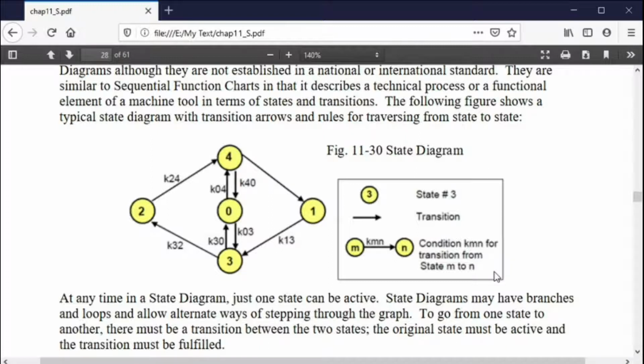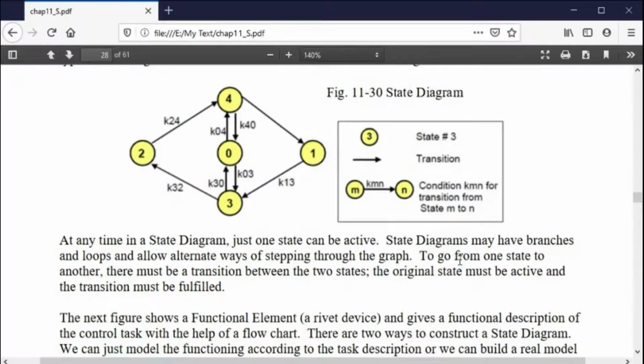All right, so this would be a definition of a state diagram. So you have these bubbles or circles with state names, and then you have transitions and what you can do to get from one to the other. And these are conditions listed. So this is a definition of a state diagram.